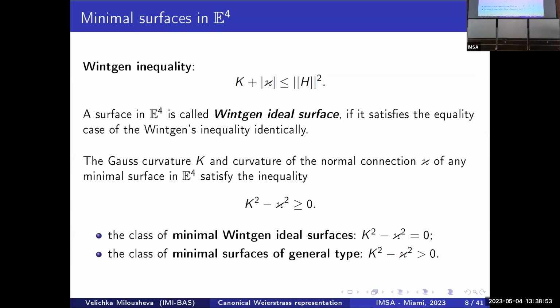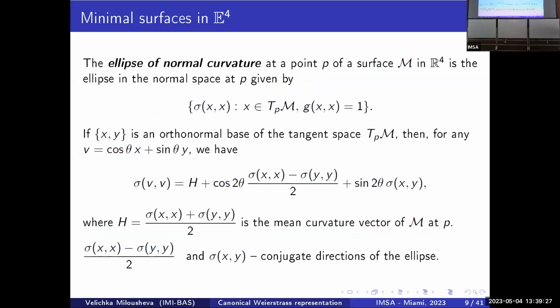So these three main invariants satisfy this Wintgen inequality, and the surface is called a Wintgen ideal surface if it satisfies the equality case of this inequality identically. Since a surface is minimal if H is equal to 0, we obtain that the Gauss curvature K and the curvature of the normal connection kappa of any minimal surface satisfy this inequality. And this inequality divides the minimal surfaces into two basic classes.